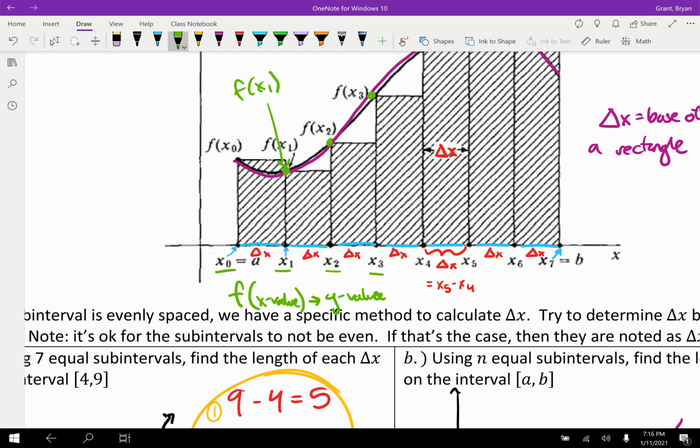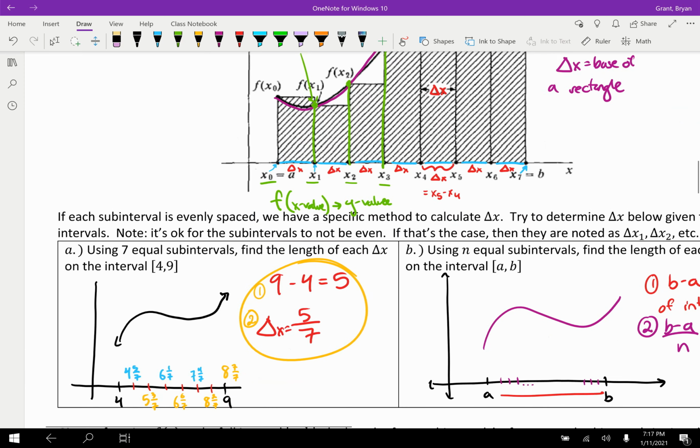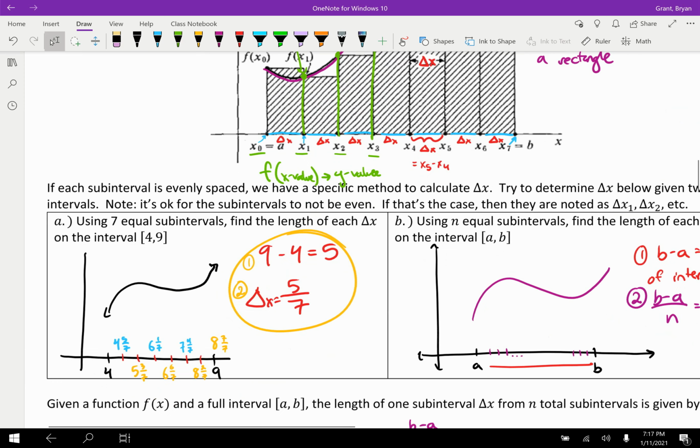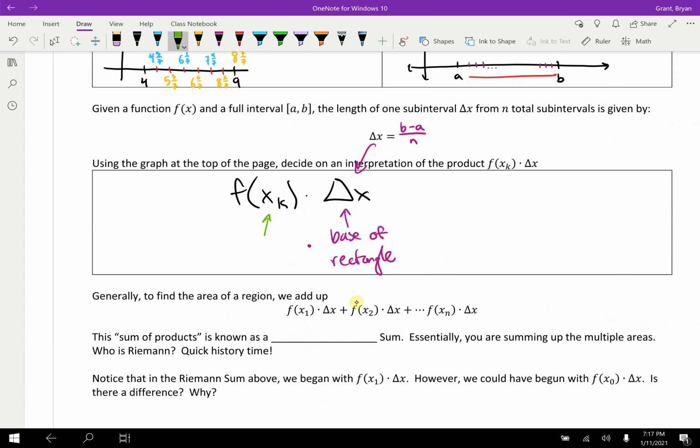So if we look at this guy right here and we draw up to it, what is that? Well, it's not the height of the first rectangle, right? The height of the first rectangle has that extra piece up at the top. But isn't this the height of the second rectangle? And f of x sub 2, that's the height of the third rectangle. And f of x sub 3 is the height of the fourth rectangle, the distance from the x-axis to the function.